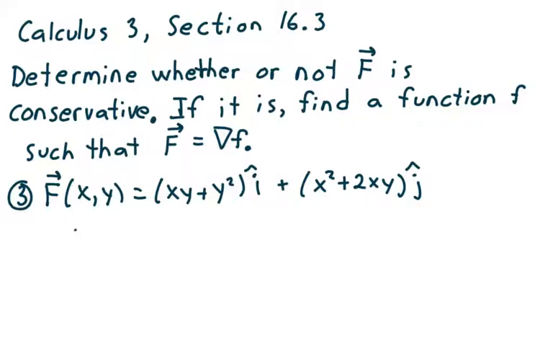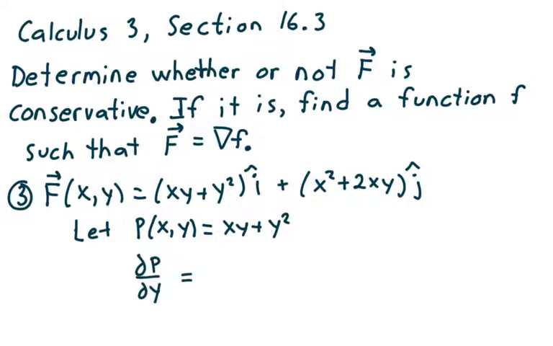So we're going to look at problem 3, and problem 3 says capital F of x, y is the quantity xy plus y squared times i plus the quantity x squared plus 2xy times j. This is how we determine whether or not you have a conservative vector field. I'm going to let P of x, y equal xy plus y squared. The partial of P with respect to y, and remember when you take the partial of P with respect to y, x is constant. So I'm going to get x times 1 plus 2y.